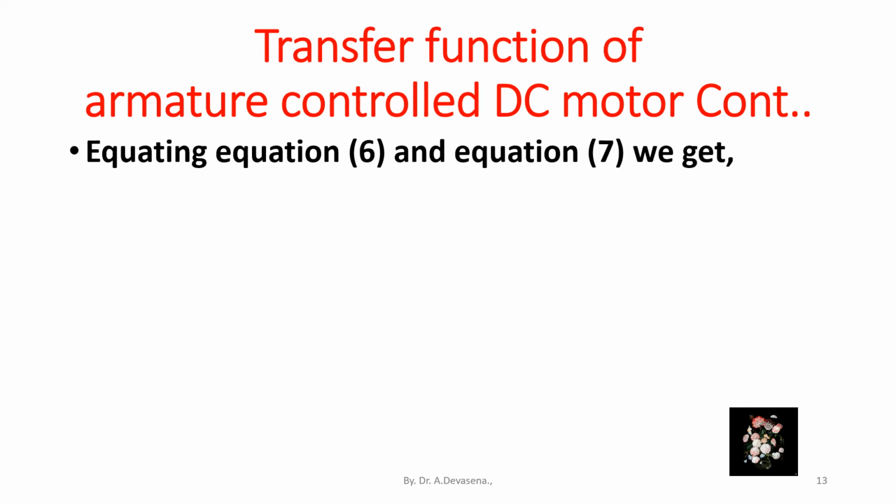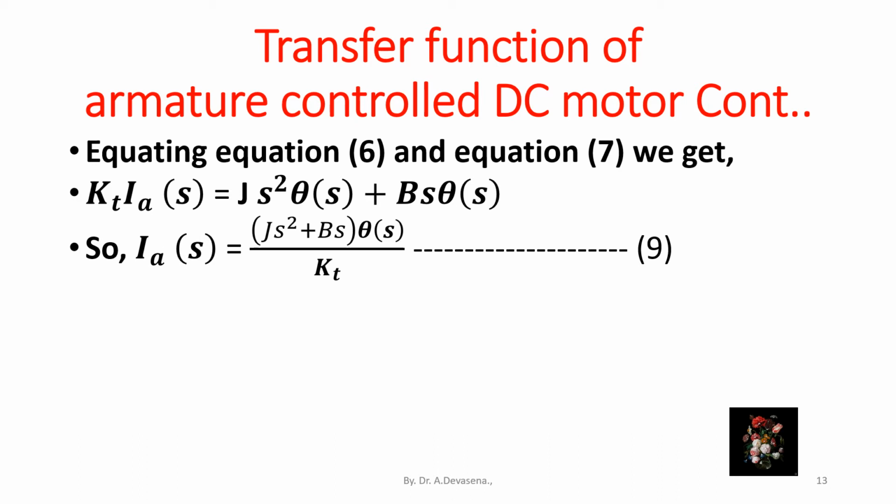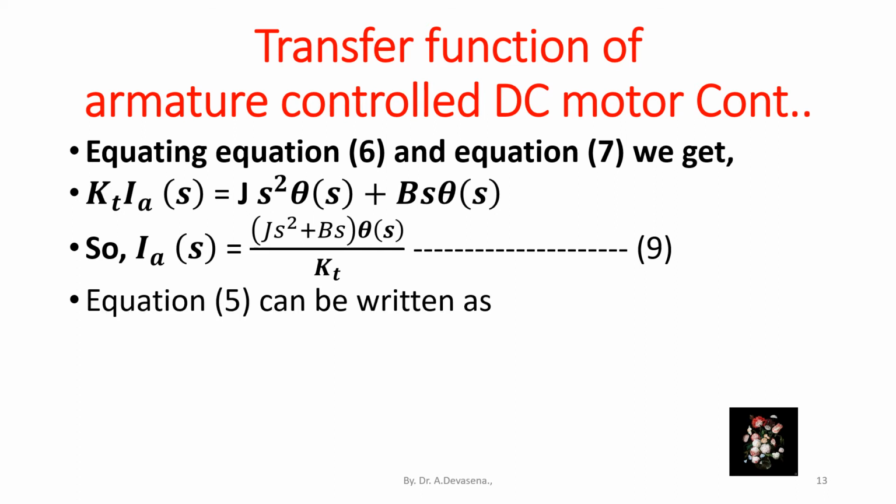Equating equation 6 and equation 7, we get K_T I_A(s) is equal to J s² θ(s) plus B s θ(s). That is, I_A(s) is equal to, if we take θ(s) as common on the other side, θ(s) into (J s² plus B s) divided by K_T. Consider this as equation 9.